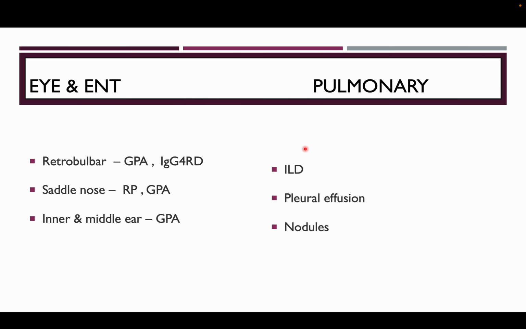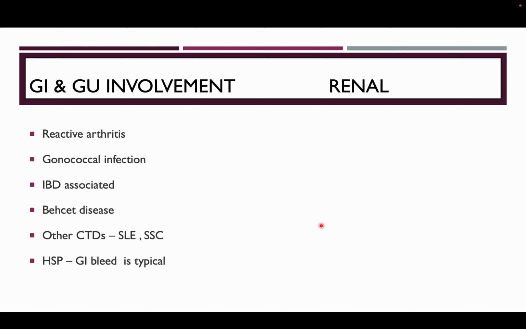So pulmonary: ILD, pleural effusion. ILD is seen in the case of rheumatoid arthritis. Some CTDs like systemic sclerosis can cause ILD. Pleural effusions are seen in SLE and rheumatoid arthritis. Especially unilateral effusion is seen in rheumatoid arthritis. Bilateral is seen in SLE. Lung nodules are seen in rheumatoid arthritis, especially Kaplan syndrome. That is one more thing.